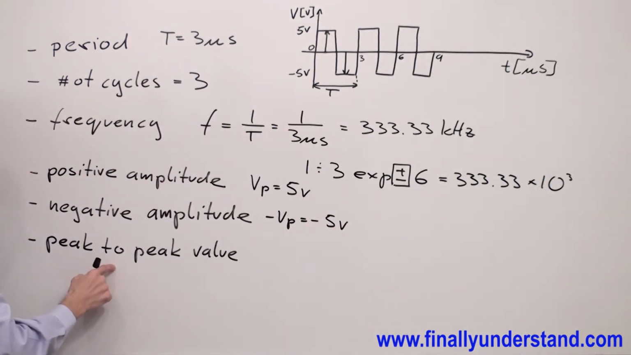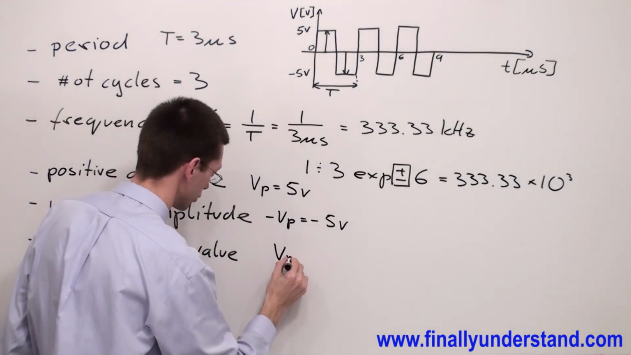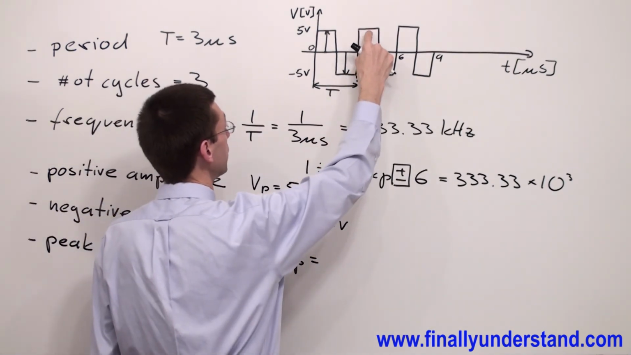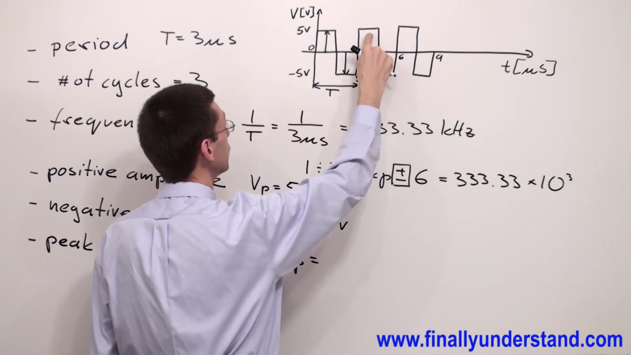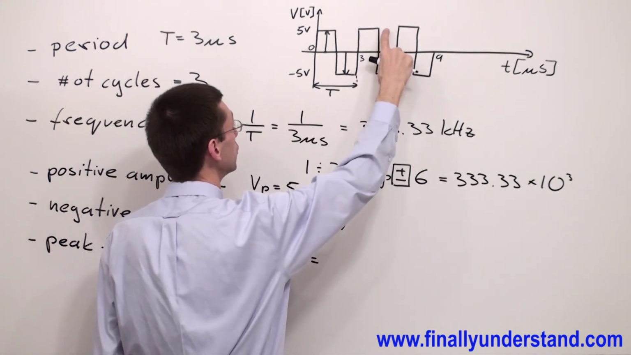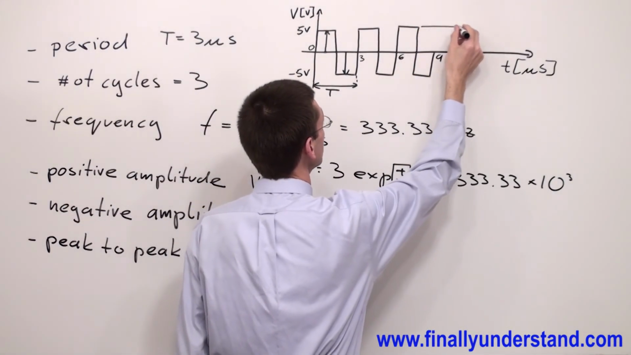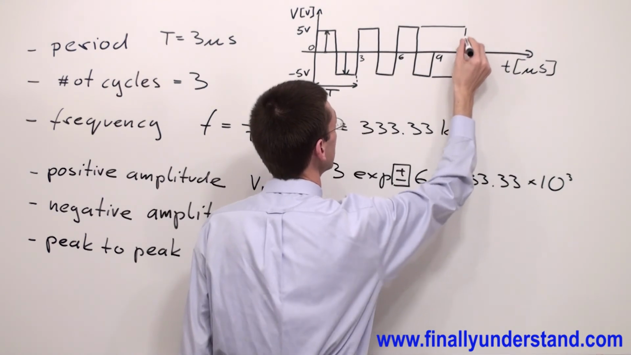Peak to peak value, in other words, peak to peak voltage, voltage peak to peak, is the voltage from the top to the bottom. In other words, from the maximum value to the minimum value. Voltage peak to peak is the voltage between these two values.